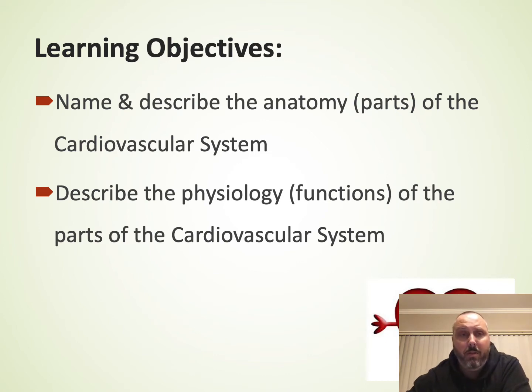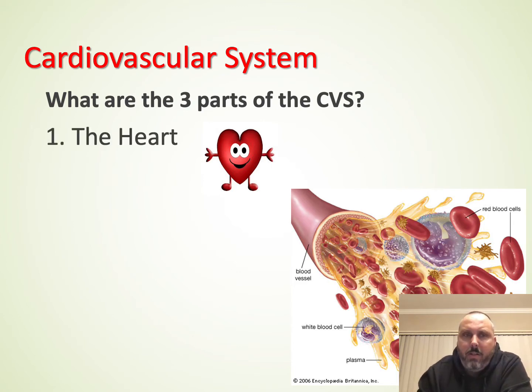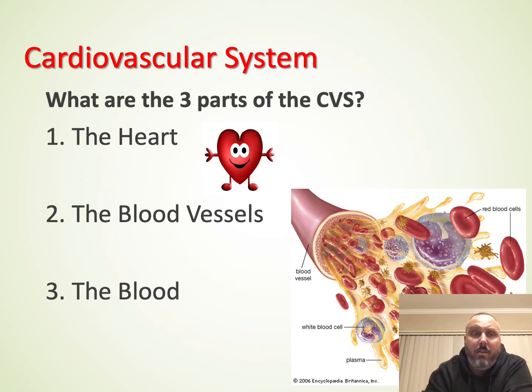Okay, so we're going to move on to look at the anatomy first. Three different parts of the cardiovascular system. The first one is the heart itself, or the pump. The second one is the blood vessels, or the pipes that transport the blood around the body. And the third part of the cardiovascular system is the blood. Okay, so essentially you just need to know those are the three main parts. We're going to learn a little bit more about each of those three parts as we work through the lecture today.